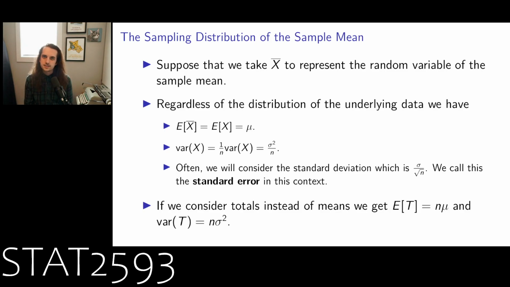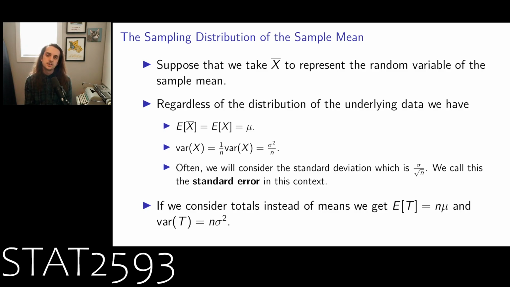Now, if instead of considering the sample means, we considered the totals, which is something that we might want to do sometimes, you can multiply through by n here. When you multiply the expectation by n, constants simply multiply the expectation, so we get n mu. And when you multiply our variance by a constant, you pull it out squared. So you're going to get n squared times sigma squared over n, which is just n sigma squared.